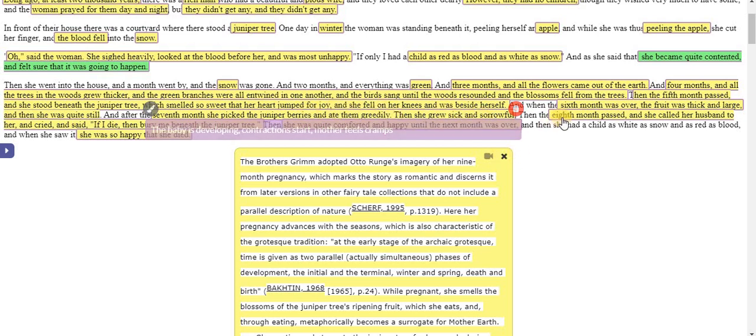Then the 8th month passed and she called her husband to her. So I think I skipped this line previously. I'm sorry for that. So in the 7th month, she ate the juniper berries. This is important because here a woman is eating juniper berries and she grew sick and sorrowful. She might have eaten it because she felt an increased appetite.